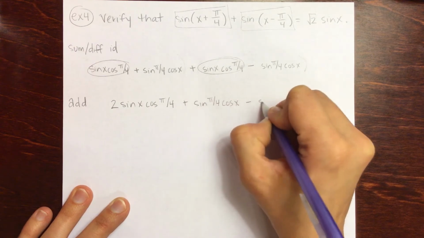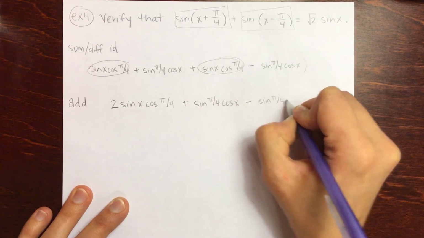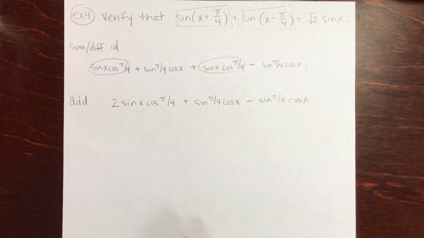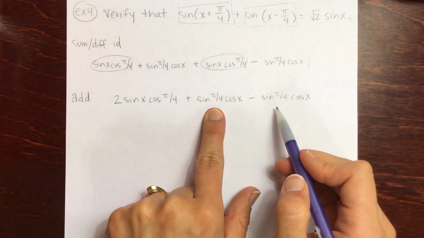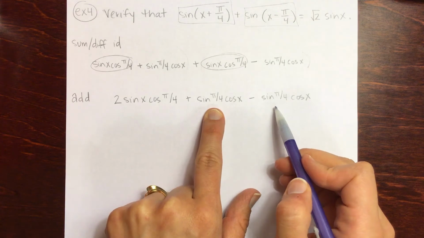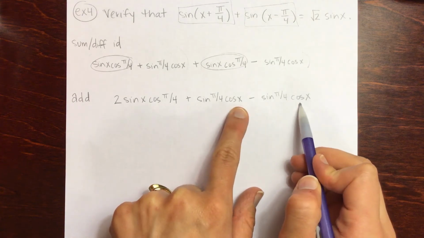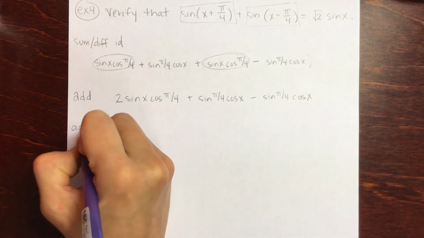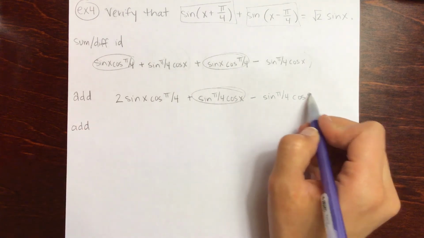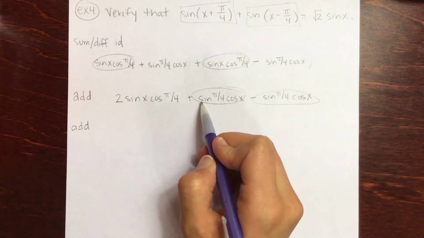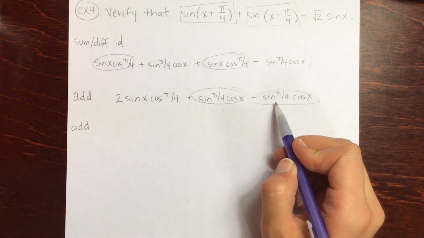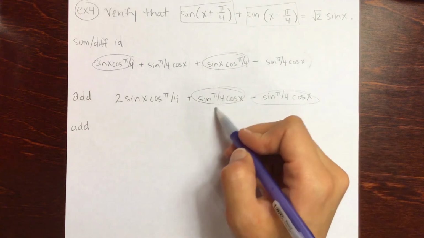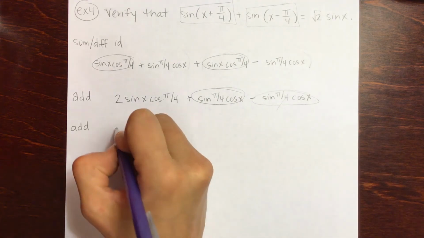And you could do this in the exact same step, but I like to do everything in its own separate steps. Notice, again, I have like terms that I can add together. I have a sine pi fourth and a cosine x piece. So again, I can combine like terms, these two together. So 1 sine pi fourth cosine x minus 1 sine pi fourth cosine x. This is going to cancel out. It adds up to 0.